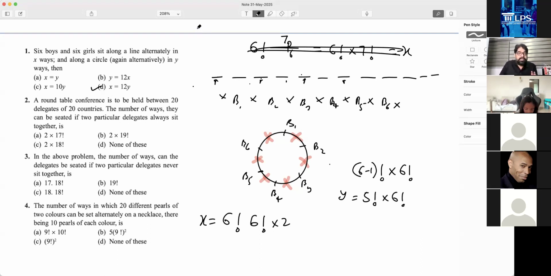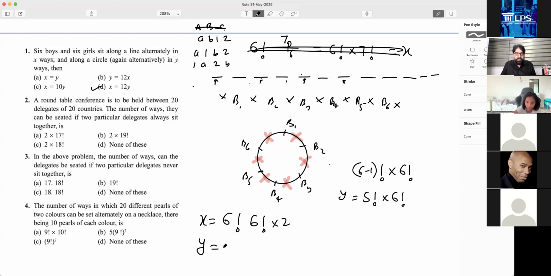Does everyone understand? For example, let's take 2 letters A and B, A, B, C. If I say A, B, C should come alternately, not this way, A, B, 1, 2. Letter and digit should come alternately. So what will you say? A, 1, B, 2, or you can say 1, A, 2, B. Means it may start with the letter or it may start with the digit. Same way, it may start with the boy. If it starts with the boy, it can be placed by 6 factorial. Girls also can be placed by 6 factorial. And it may start with the girl also. That's why I did into 2.